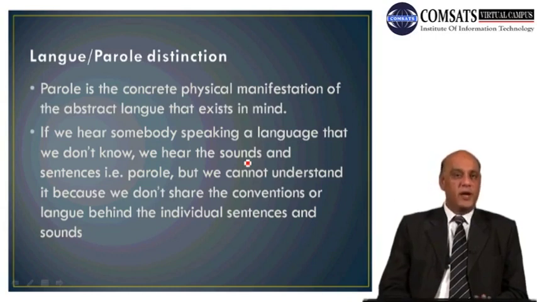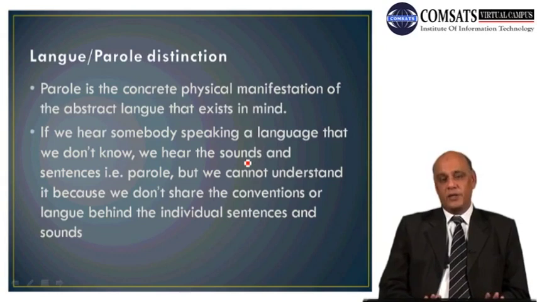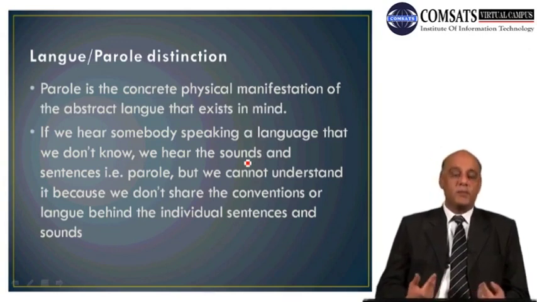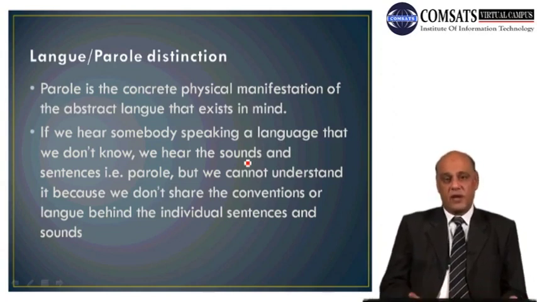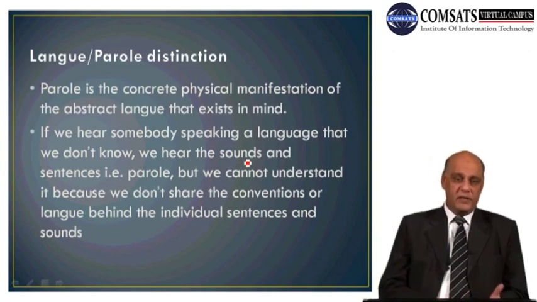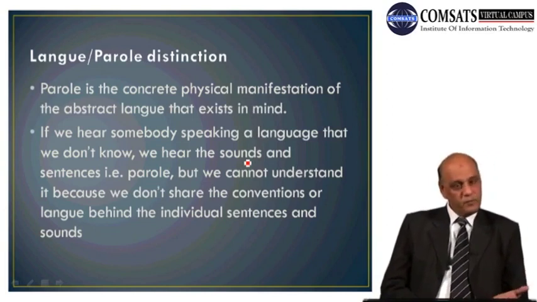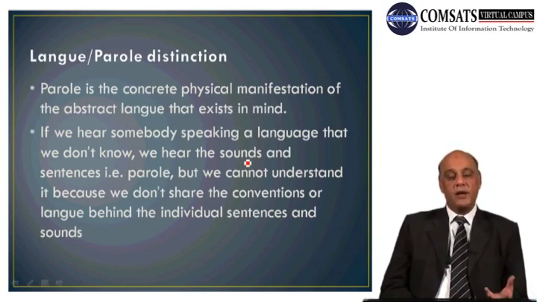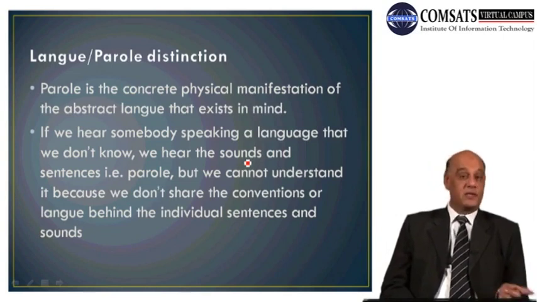So the abstract language, langue, is present in the mind, the rules are present in the mind, and then the production as a result of those rules, the language that comes out, the words, the symbols, the sounds, the sentences that come out, are basically the physical manifestation, physical existence or physical outcome of those rules. That is the parole. So parole is the concrete physical manifestation of the abstract langue that exists in the mind.